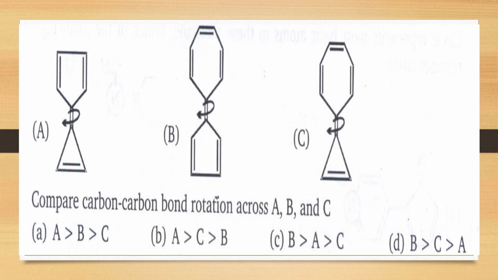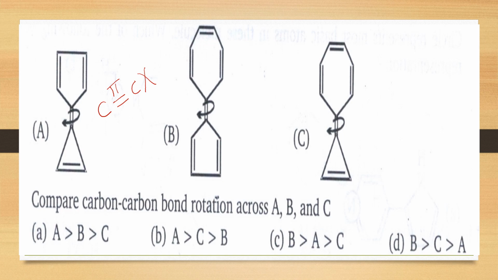Compare the carbon-carbon double bond rotation across A, B, C. We all know that if two carbons have a double bond, there is a pi bond in between them, and then they cannot rotate. There is restricted rotation due to the presence of the pi bond.